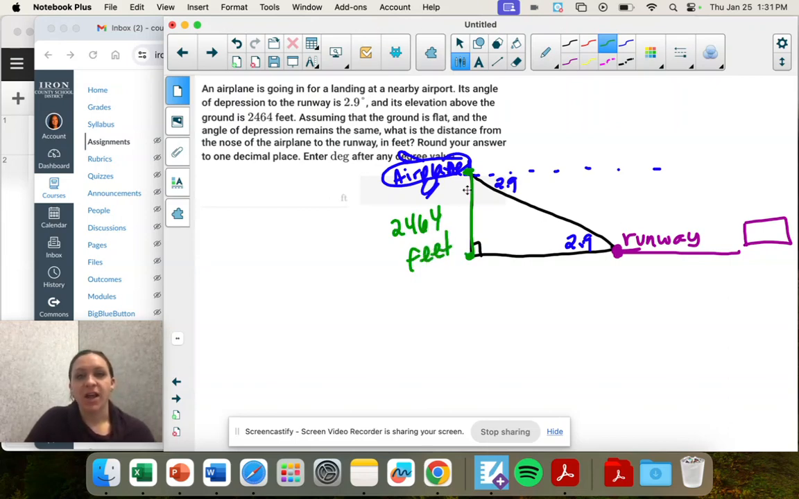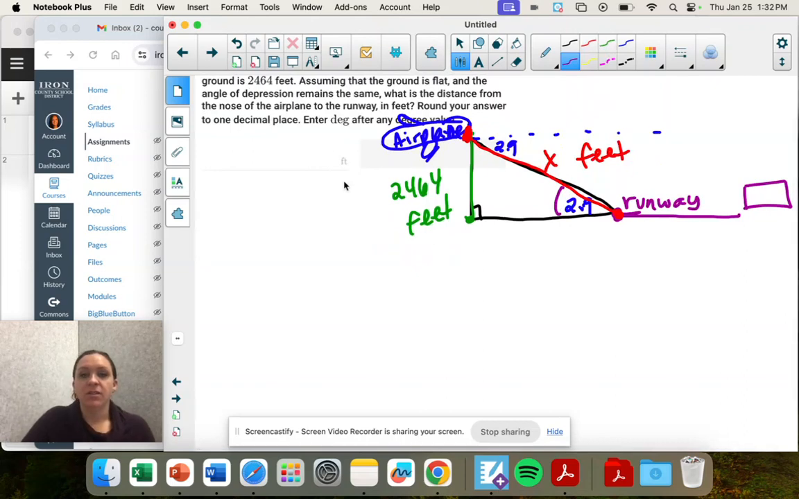Okay, the ground is flat. Our angle stays the same, so it's not going to change angles as it flies in. What's the distance from the nose of the airplane to the runway? So here's the nose of our airplane. It's asking how far is this line down to the runway in feet. So no conversion here. All right, we're mixing it up.